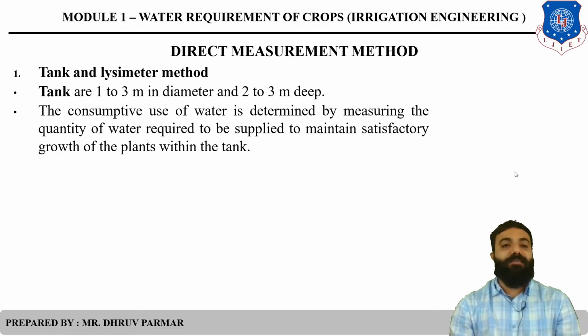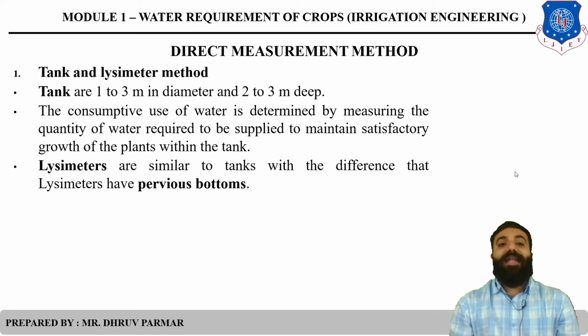In this method, we consider one tank which is open from one side and closed at the bottom and the other two sides. So you can supply water as per the requirement of that particular crop, and you can easily find out how much water is required for the growth of the crop. This is the tank method, and the dimension is 1 to 3 meter diameter and 2 to 3 meter deep.